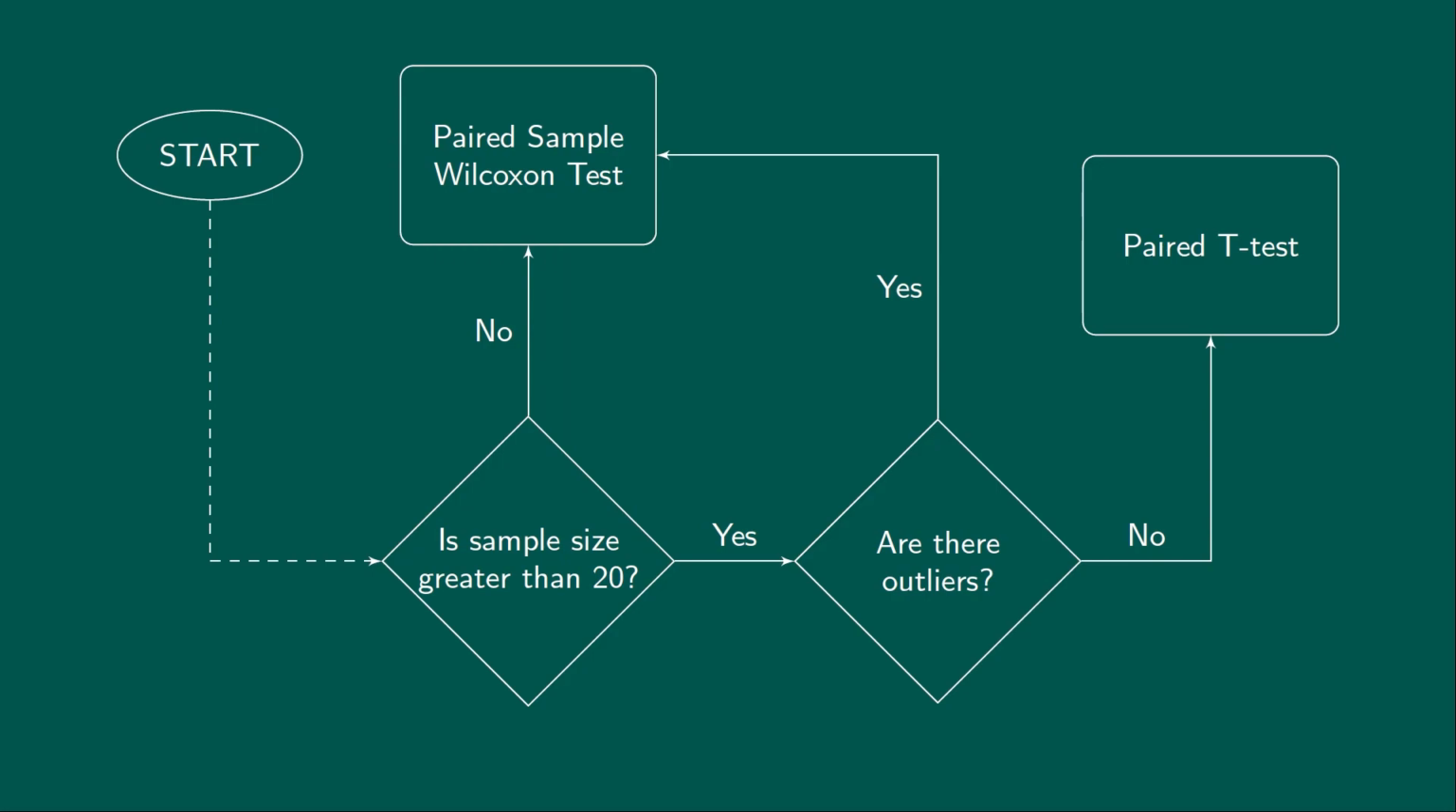The following flowchart will help you decide which of the two tests you will use for a paired sample test of significance. We first ask if the number of pairs is greater than 20. If the answer is no, then we use paired sample Wilcoxon test. Otherwise, we identify if there is at least one outlier in the difference of the dataset. We may use the boxplot to identify possible outliers. If there is no outlier, we use paired sample t-test. Otherwise, we use paired sample Wilcoxon test.